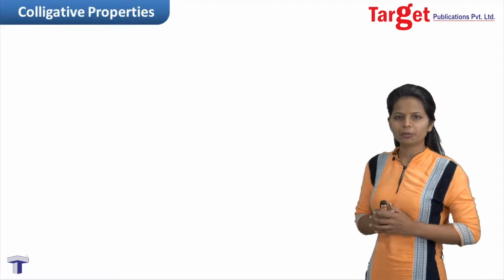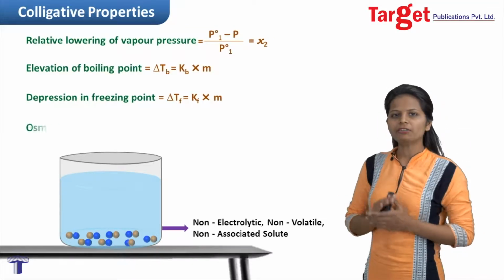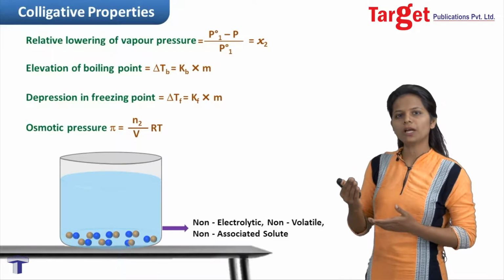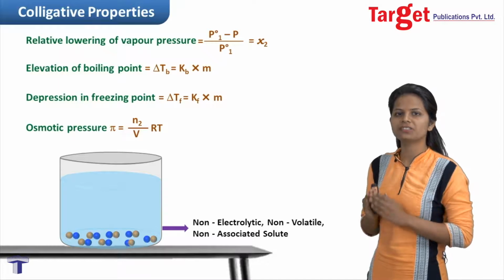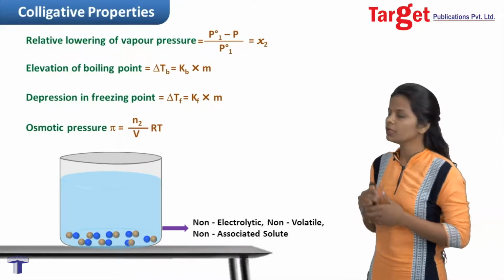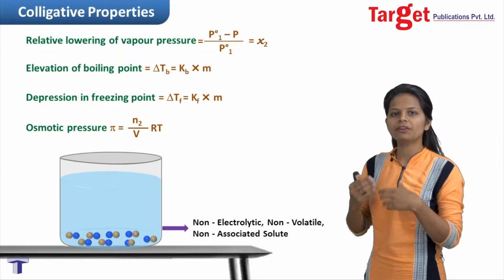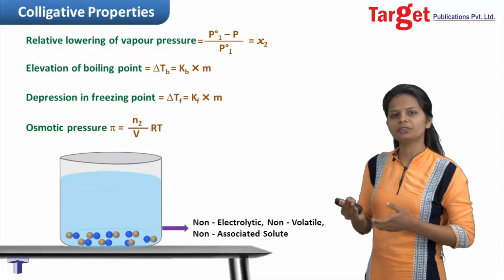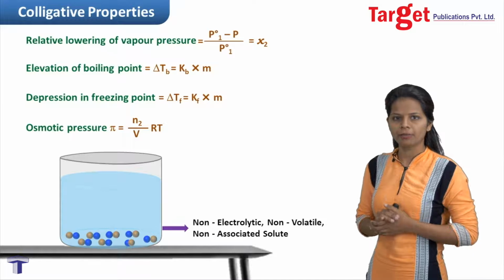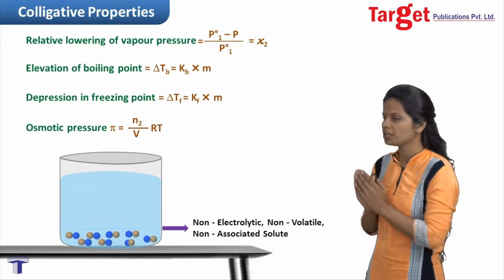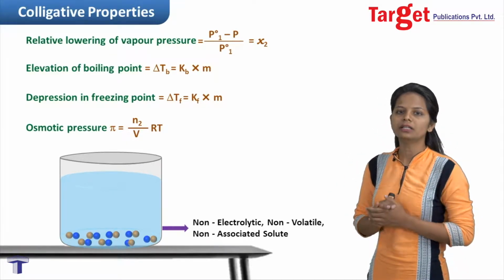There are 4 colligative properties in total. Relative lowering of vapor pressure, which is P0 minus P divided by P0, which is equal to X2, the mole fraction of solute. The second colligative property was elevation in boiling point, for which we found the expression delta Tb is equal to Kb multiplied by m, where Kb was the ebullioscopic constant and m was the molality of the solution.